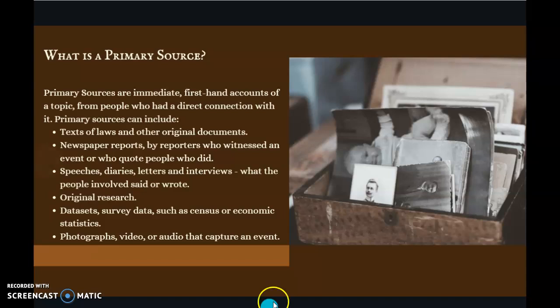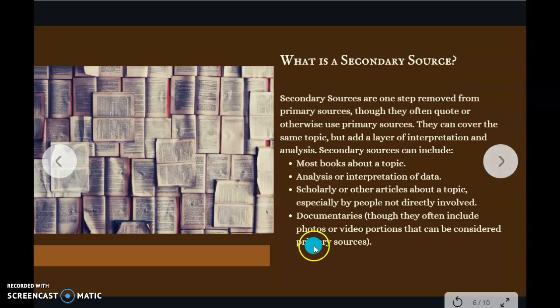So, you also have secondary sources. Secondary sources are just a step removed from primary sources, though they often quote or otherwise use primary sources. They can cover the same topic, but they add a layer of interpretation and analysis on top. So, think of things like most books about a specific topic. You have a lot of books on history or specific historical topics.